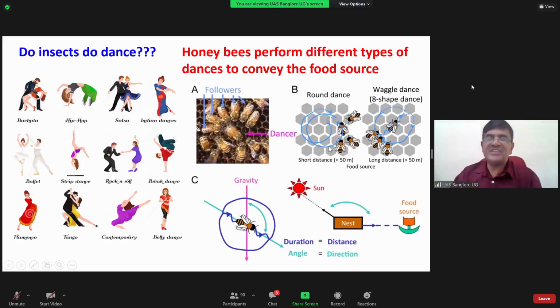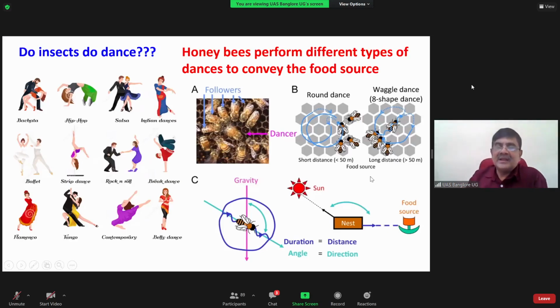But it doesn't tell in which direction. It only tells that the food is situated within the 50-meter radius. The second one is called the waggle dance or figure-eight-shaped dance. This dance is performed by bees if the food is beyond 50 meters. The bee will shake its abdomen, move in the first half, then again move in the second half. If you look here, this looks like the digit 8. This waggle tail dance is performed if the food is more than 50 meters away.